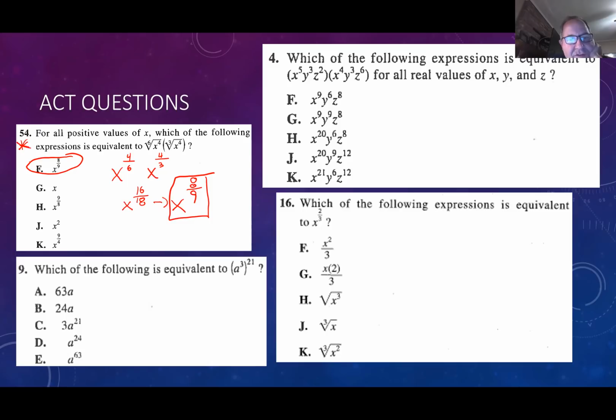And 54 really wasn't that bad. And do remember, you can use your calculator, right? That's why you have it with you. Power to power, we multiply, right? 3 times 21, which will be 63.